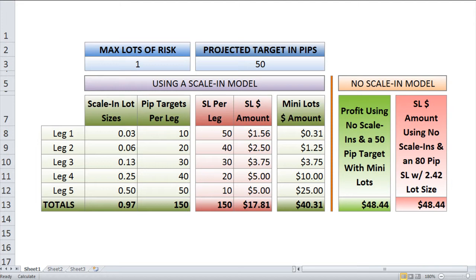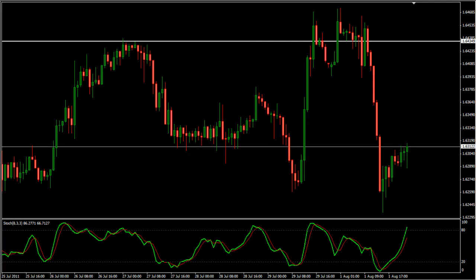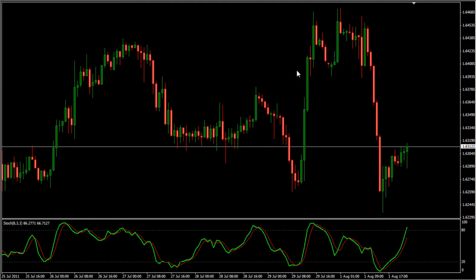So what I'm going to do now is show you a model of scaling into a position when the trade is actually going against you, and in doing so actually lessening the amount of risk that you take for that trade. Now let's take a look at a chart here, and this is the pound dollar on the 1 hour. I'm not going to really give any examples of trades here, just about scaling in.